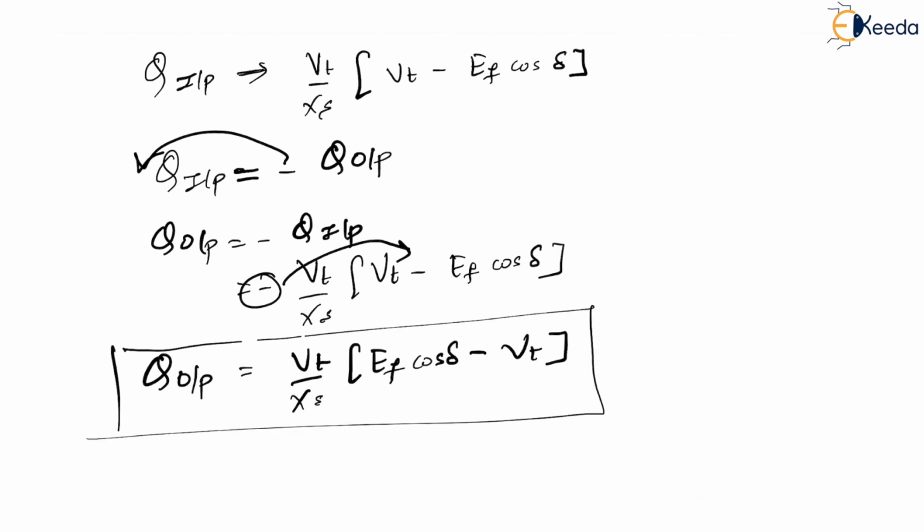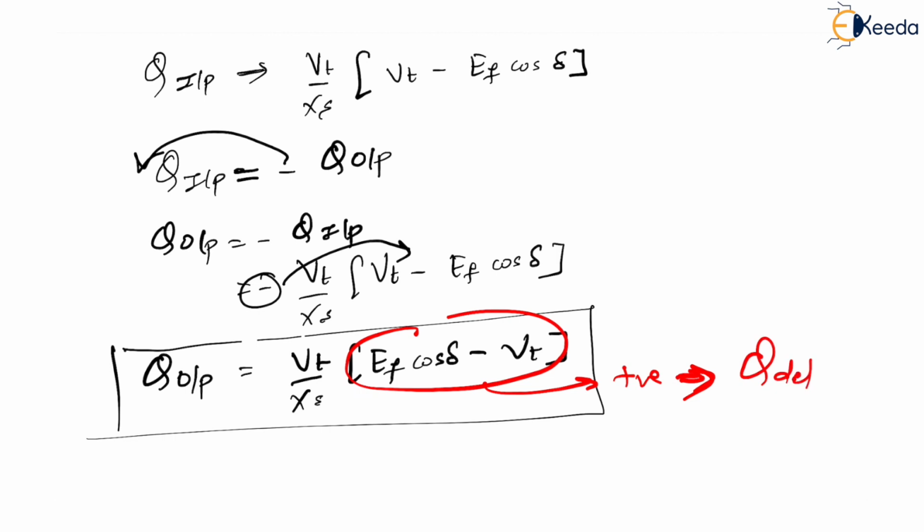Now again, same old story. What happens if my Ef cos delta minus Vt turns out to be positive? Then what will I say? I will say that reactive power is delivered. Yes or no? If it comes out to be 0, what can I say? I can say that Q is neither delivered nor absorbed. So this one is going to be normal excitation. Whenever it is supplying Q, it becomes over excitation.